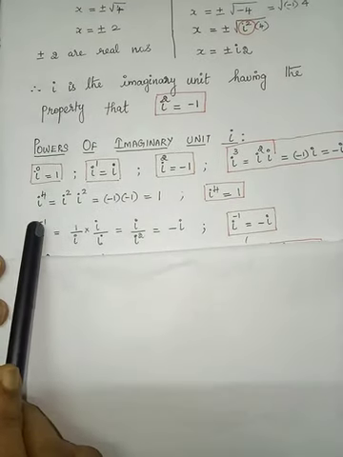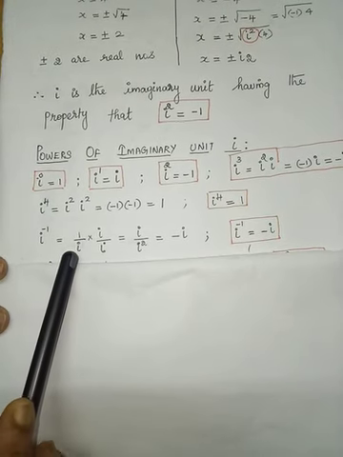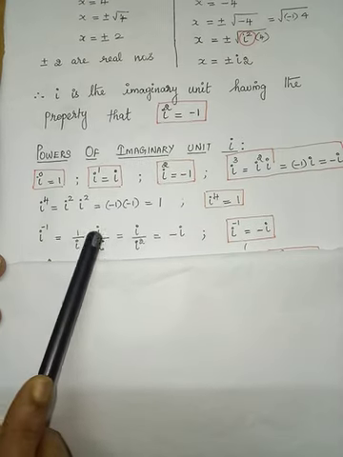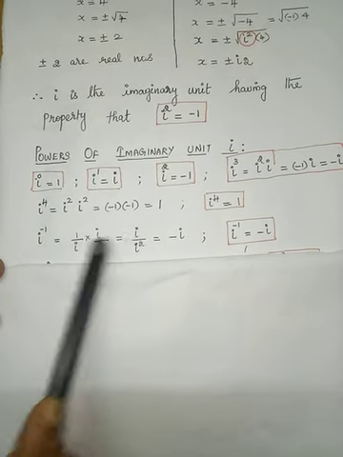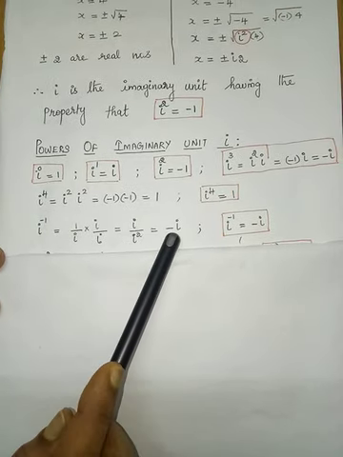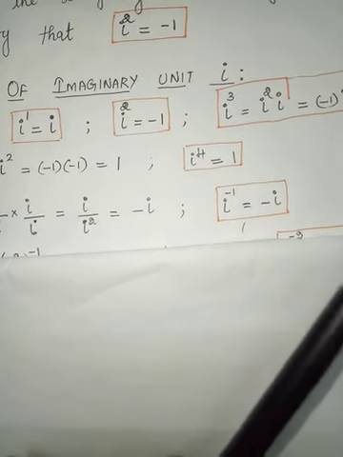Next one, i power minus 1. How will it be written? 1 by i. i is in the denominator. What you have to do? Multiply and divide by i. So the numerator, 1 into i is i. i into i is i squared. What is i squared? i squared is minus 1. So the answer is minus i. i power minus 1 is equal to minus i.